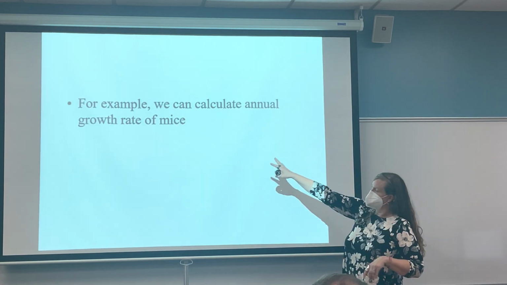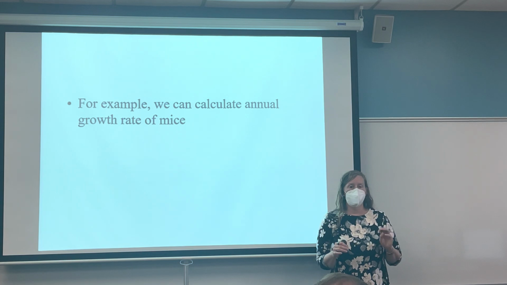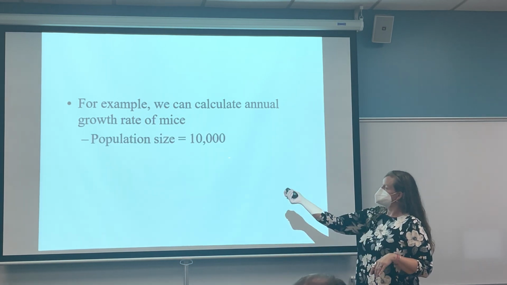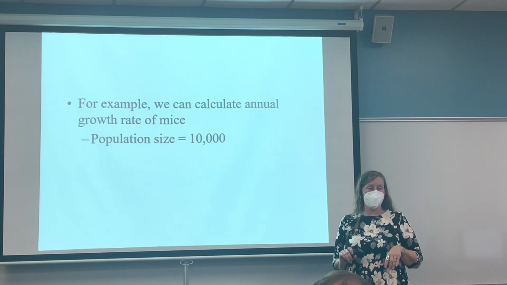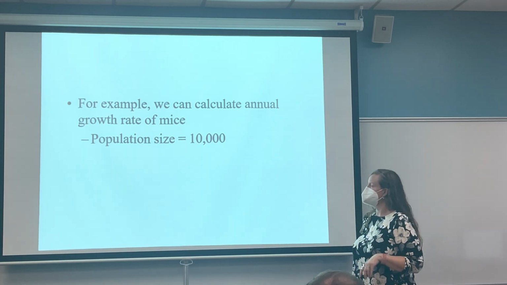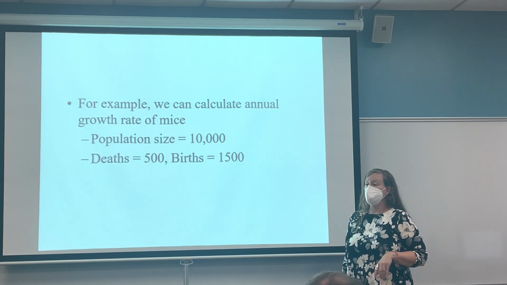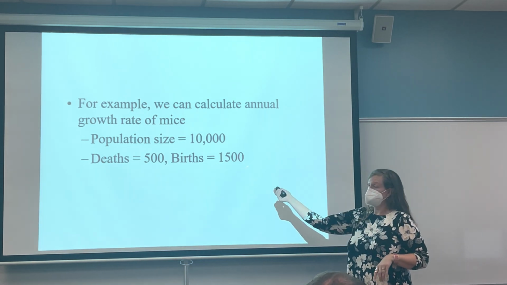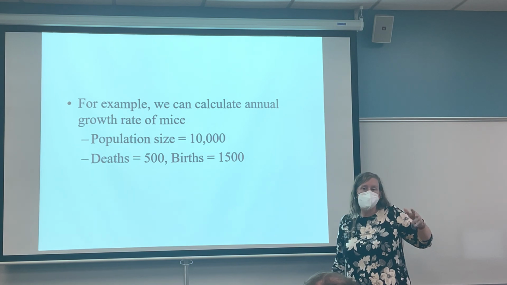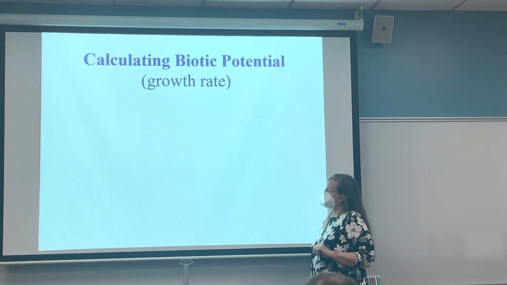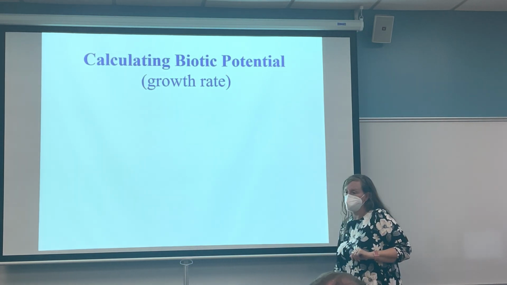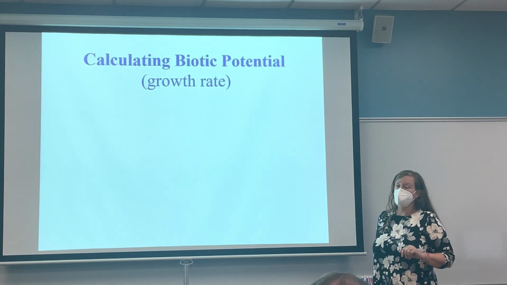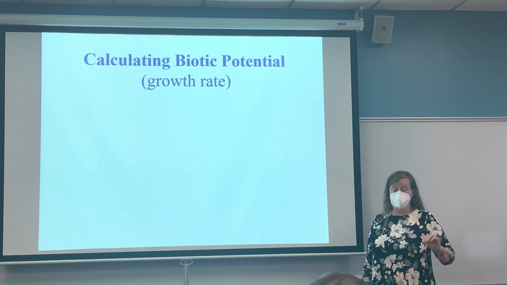Okay, so for example, if we look at the annual growth rate of a population of mice in an area, let's say we start with our population size of 10,000 individuals in this area. In the first year, we have 500 deaths, but 1,500 births. So things are pretty good. So let's calculate out, you guys got that? Okay. Let's calculate out the growth rate for this population in that first year.